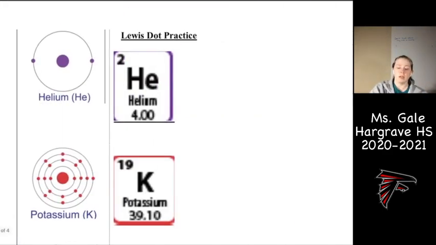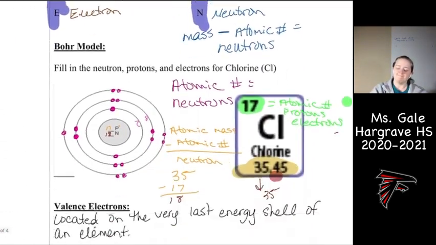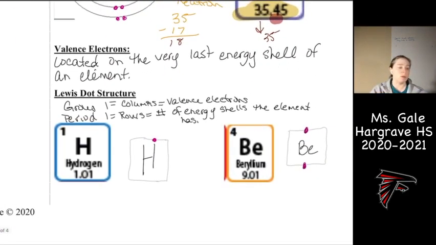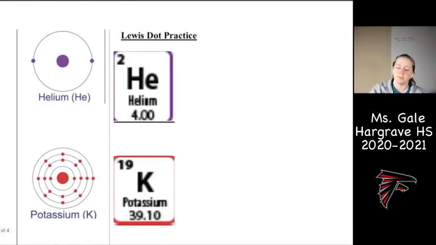Let's go on, and we're going to look at helium. You see we have the Bohr model. I just realized I made a goof. Hold up. 1, 2, 3. Yep. Yeah, no, I'm good. My brain was not wanting to compute at that moment.